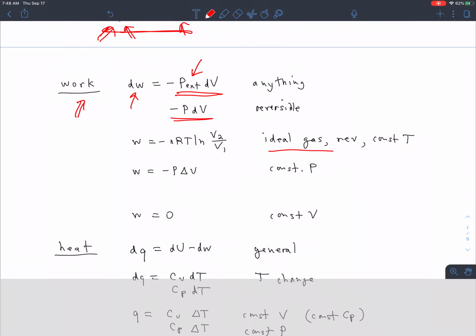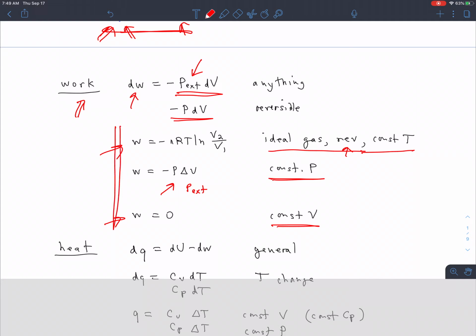For an ideal gas, for a reversible process that occurs at constant temperature, we derived that the work is equal to minus nRT log V2 over V1. For a constant pressure process, the work is equal to minus P delta V, and again that's P external. And for a constant volume process, no volume change means no work, so the work is just equal to 0. Those are the only three cases that we've dealt with.